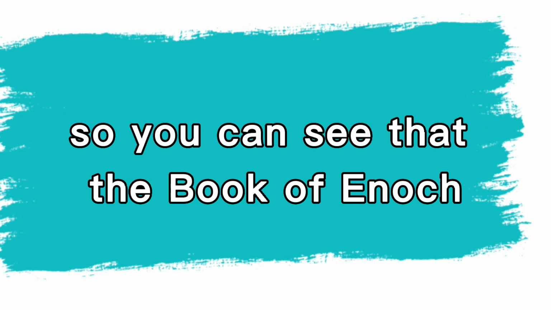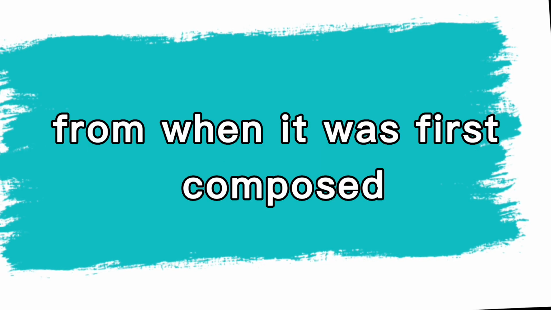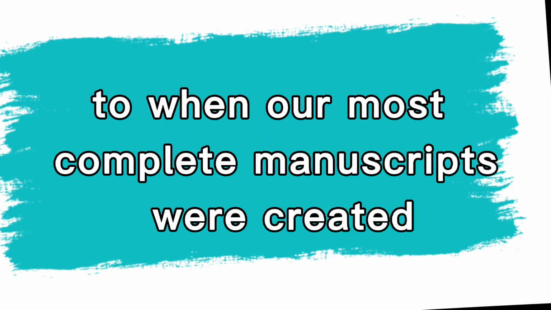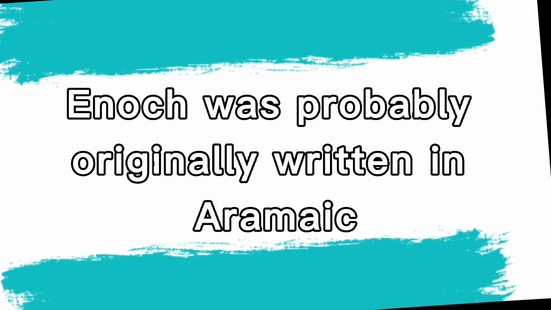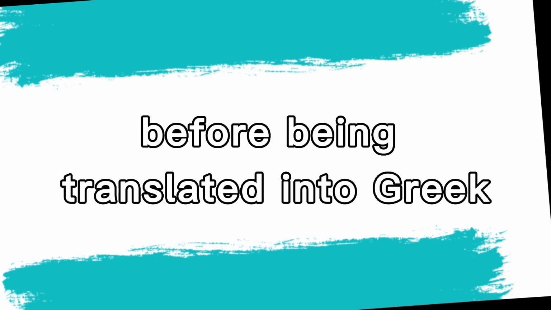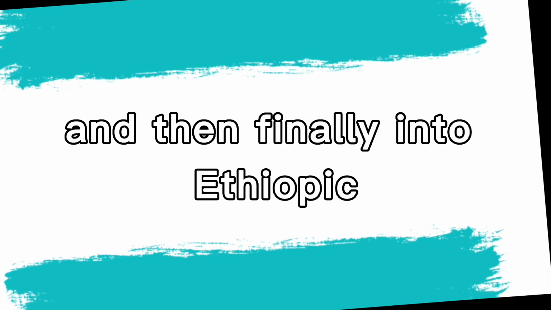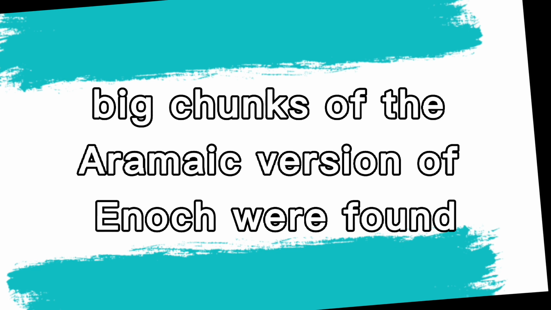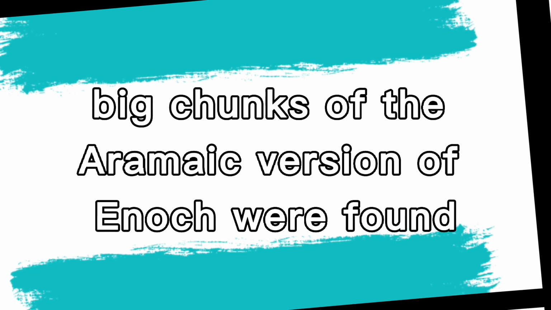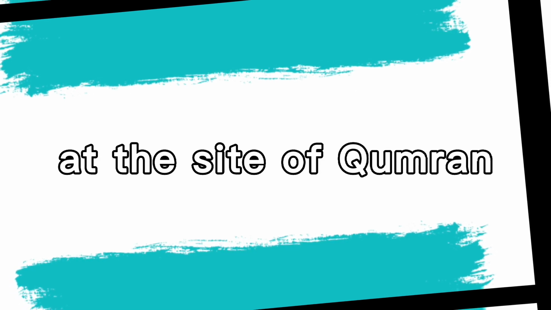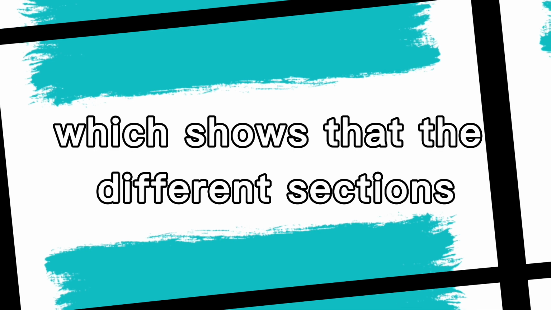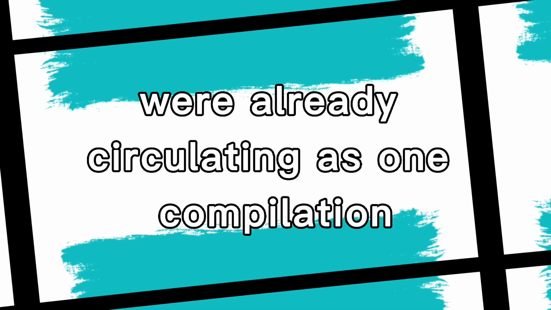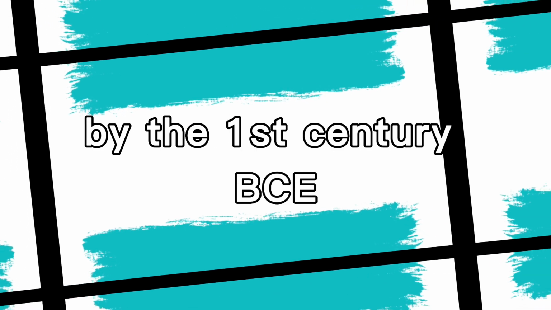So you can see that the Book of Enoch had a long journey from when it was first composed to when our most complete manuscripts were created. Enoch was probably originally written in Aramaic before being translated into Greek and then finally into Ethiopic. Big chunks of the Aramaic version of Enoch were found among the Dead Sea Scrolls at the site of Qumran. One Dead Sea Scroll fragment contains several sections of Enoch in one text, which shows that the different sections were already circulating as one compilation by the 1st century BCE.